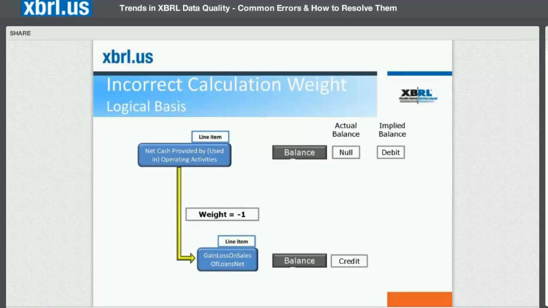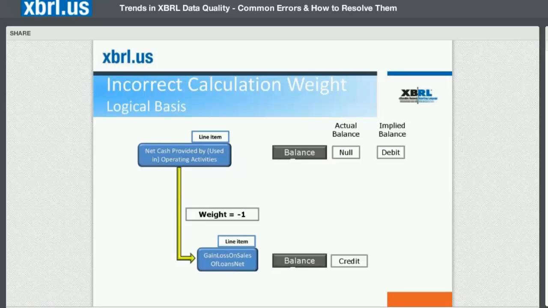Here you could see the logical basis of it. Here we have a line item, net cash provided by used in operating activities. It actually has no balance type based taxonomy because net income, which is credit balance type, is accretive to the debit adjustments to get to net cash provided by used in operating activities. Because of that, the balance type was taken off of the element so that we could escape being affected by the calculation weight rules that I just spoke to you about.